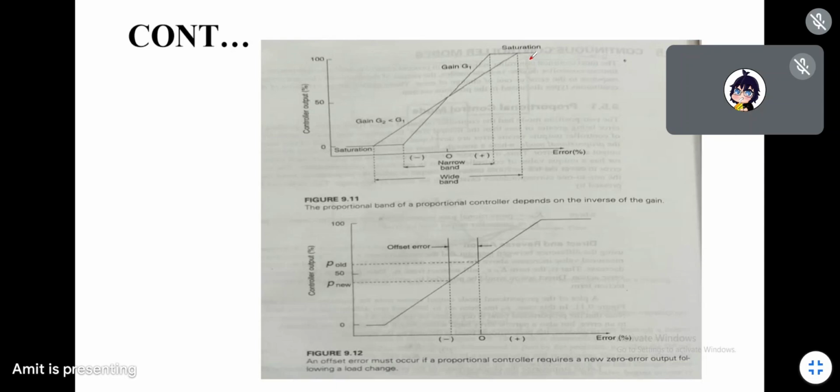So I can tell now that 20% of error can result in 100% of your controller output. Yes or no? After that, whatever your error is, more than 20%, 30%, it will reach saturation.